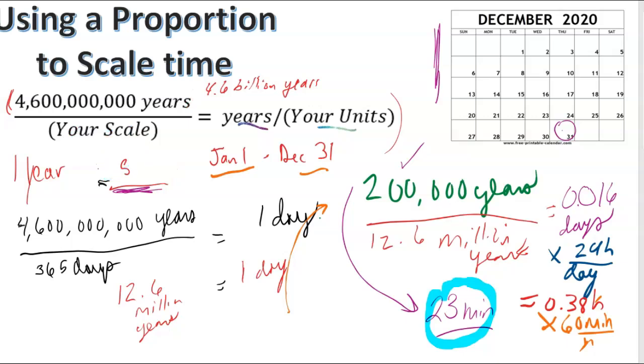Our equation is right here. Whatever it is that you're going to use as a scale, you're dividing that scale by the number 4.6 billion years. We're trying to figure out how big time is. And this is going to give us a visual, something that we can look at to help us think about that.